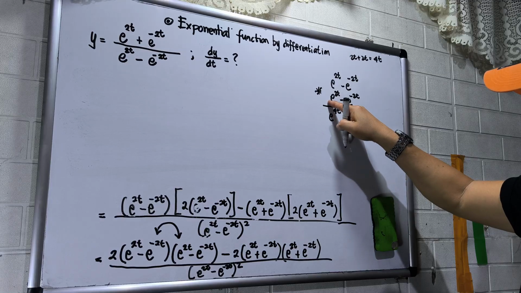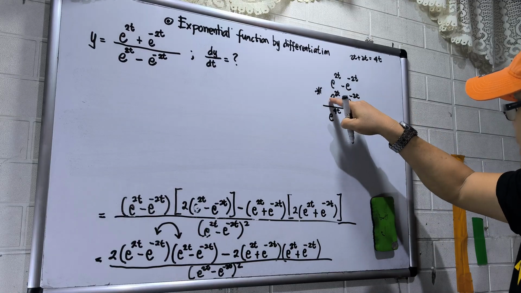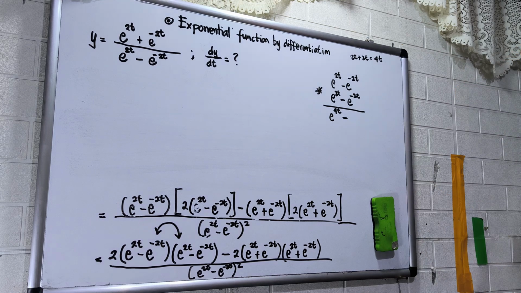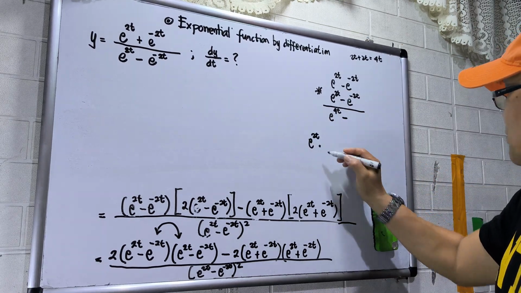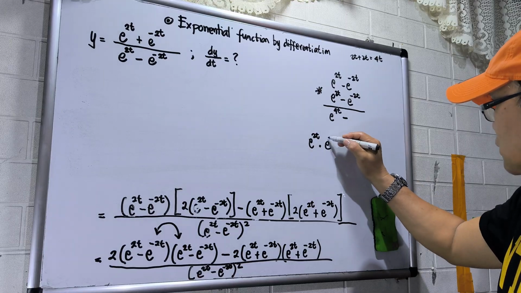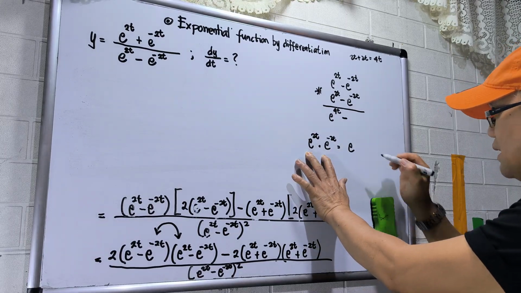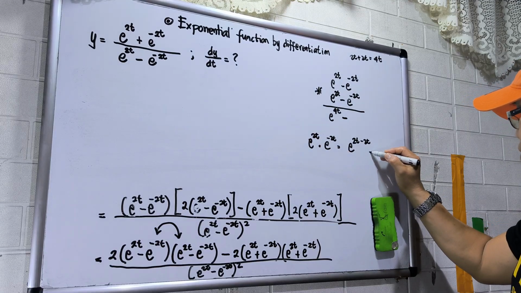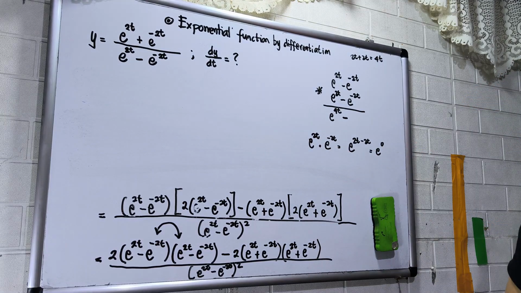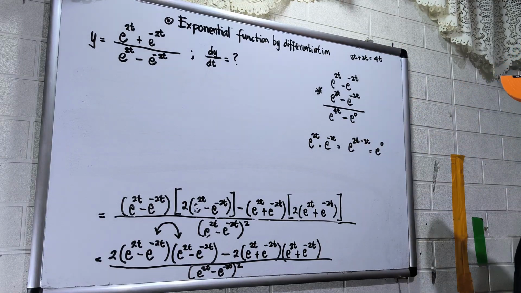Then, next is e to the 2t times e to the negative 2t. So, take note, positive, negative, this will be negative. Just like e to the 2t times e to the negative 2t. As I said, take the base e and then add the exponent. So, this will be 2t minus 2t. So, meaning this will be e to the 0.